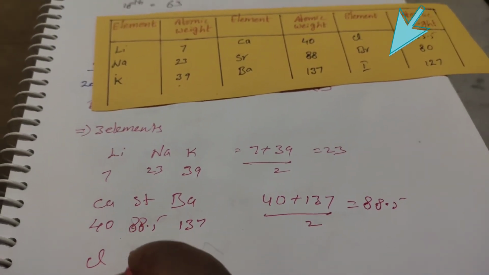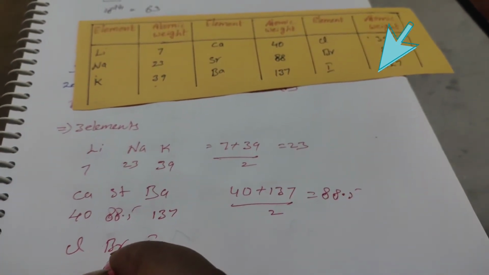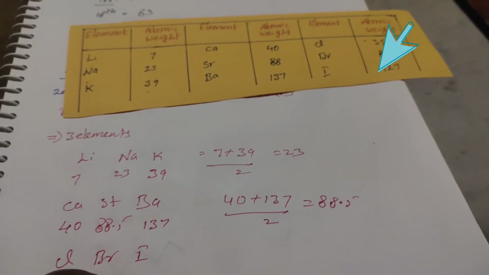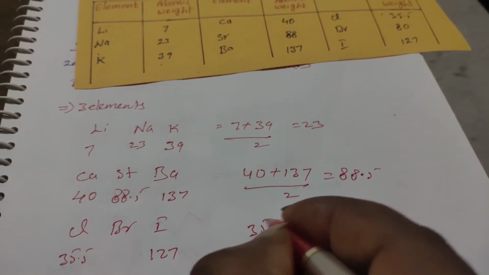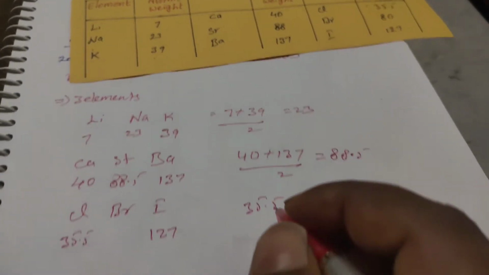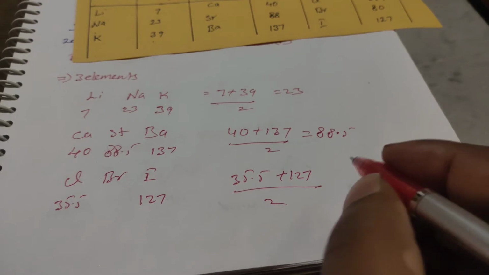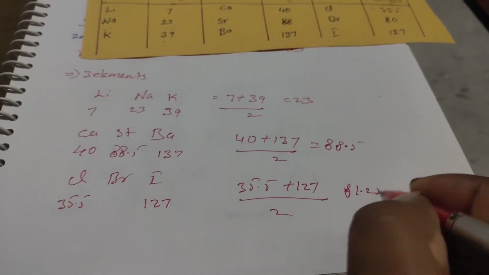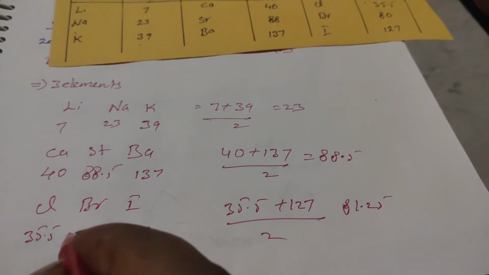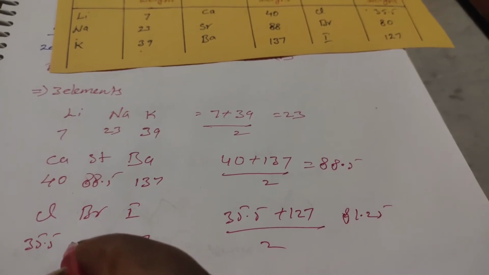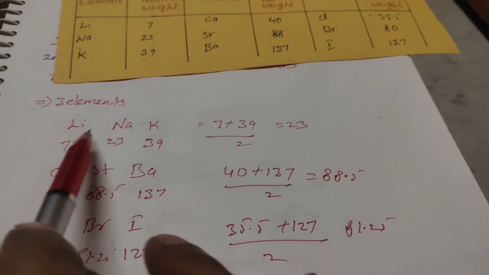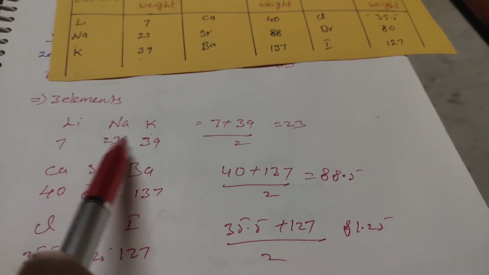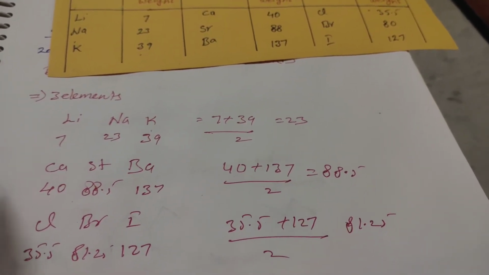And along with that, chlorine, bromine and iodine. Chlorine's atomic weight is 35.5 and iodine's atomic weight is 127. So 35.5 plus 127 divided by 2 is approximately 81.25. So the bromine atomic weight is 81.25. This is about Döbereiner's law of triads. He took three elements with similar properties into one triad set and arranged them in increasing order of their atomic weights. But what is the limitation? Limitation of Döbereiner's law of triads.